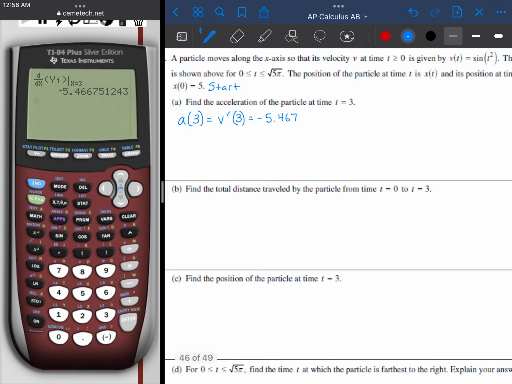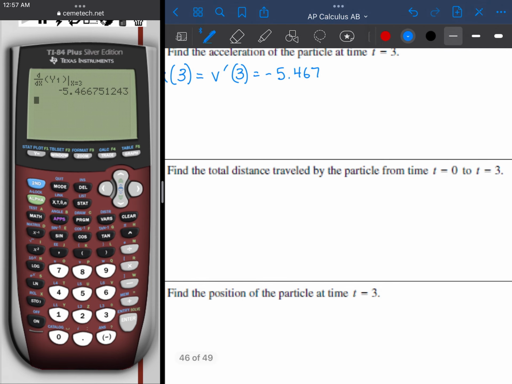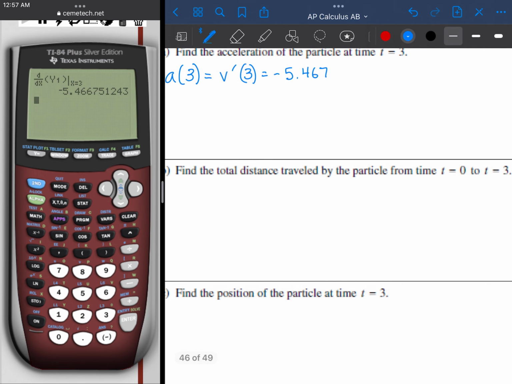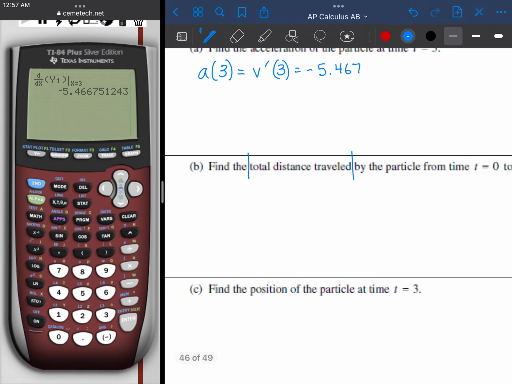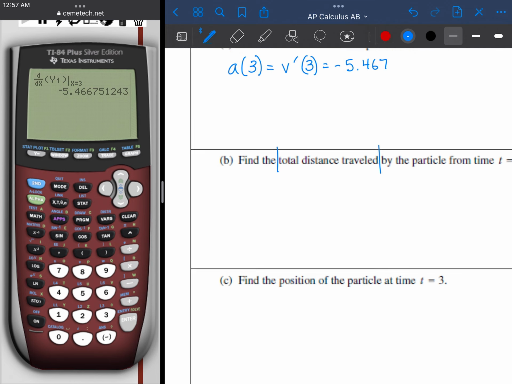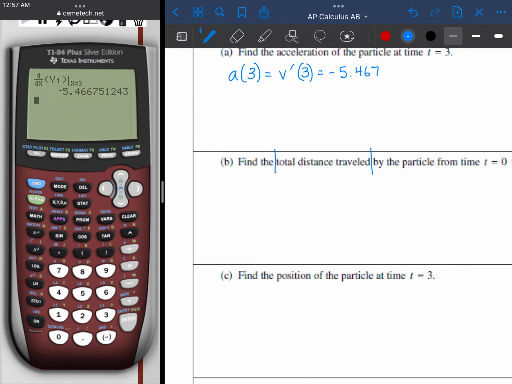On to part B. Find the total distance traveled. Okay, every single time I think of total distance traveled, I always think absolute value. Total distance traveled is always the absolute value question. That's the only one that you have to remember for absolute value. And it's between 0 and 3. So I need to set up my formula. And the formula is the absolute value of velocity. And the bounds are going to be between 0 and 3. So this is going to be the integral between 0 to 3 of the absolute value of velocity, dt. And I just typed that into my calculator.